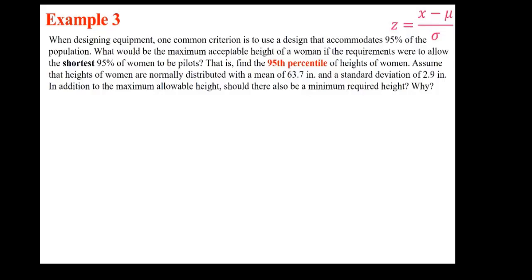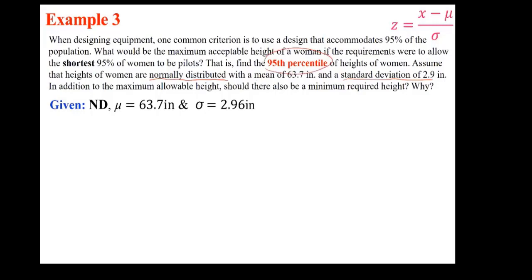Why? We are looking at an application, so let's see what's given. Immediately we notice it is normally distributed. Here's the mean, here's the standard deviation. So it's ND, normally distributed, mu is 63.7 inches, and sigma is 2.9 inches. So those are the givens we should recognize immediately. Find the 95th percentile. So it's looking at the concept of an area.